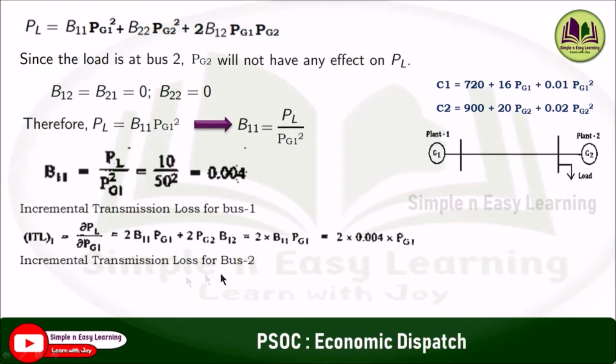For the incremental transmission loss for bus 2, differentiate the PL equation with respect to PG2. You will get 2 into B22 PG2 plus 2 into B12 PG1. Substituting B22 and B12 as 0, the incremental transmission loss for bus 2 will be equal to 0.